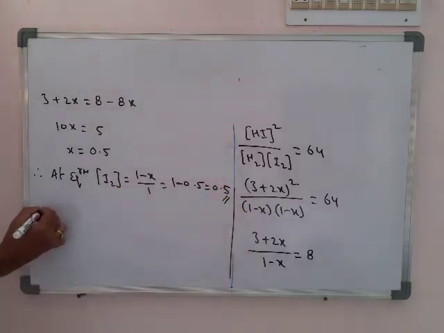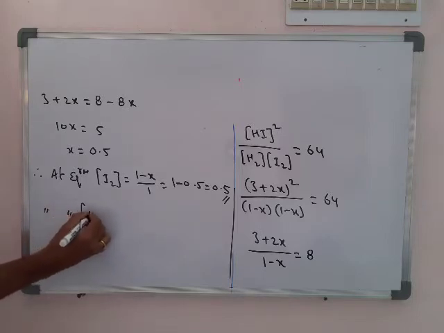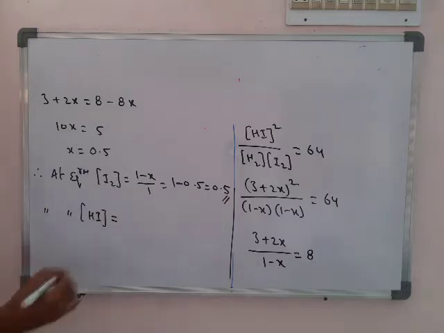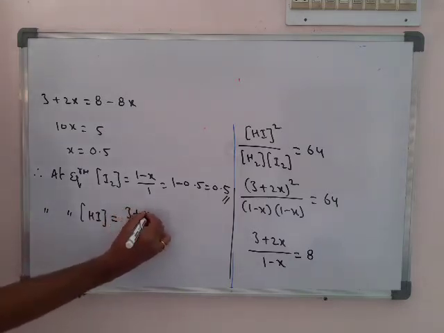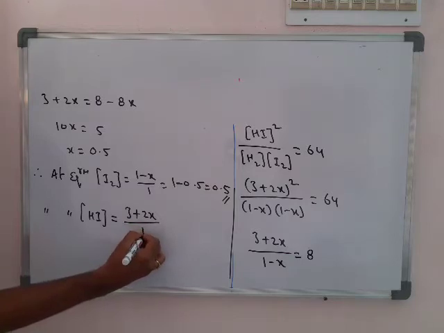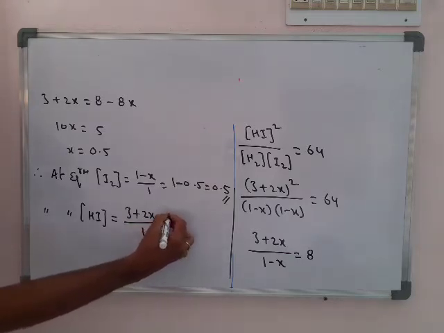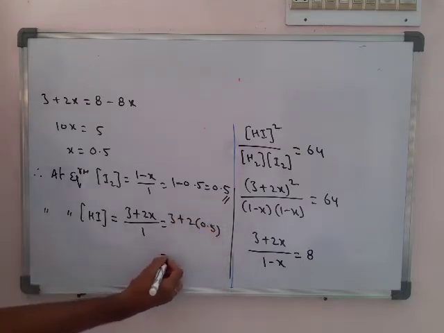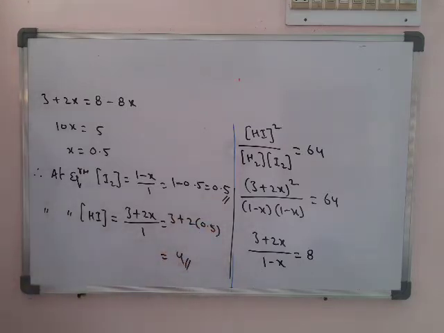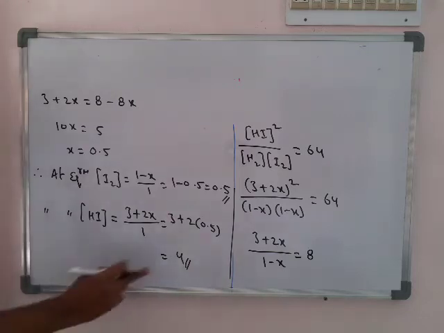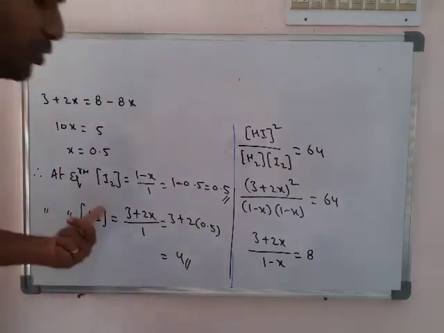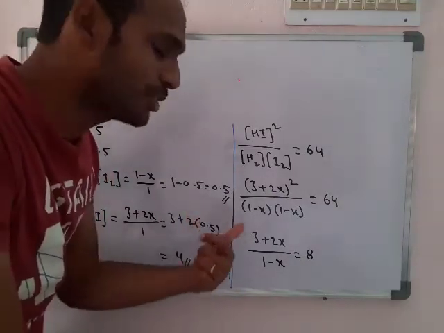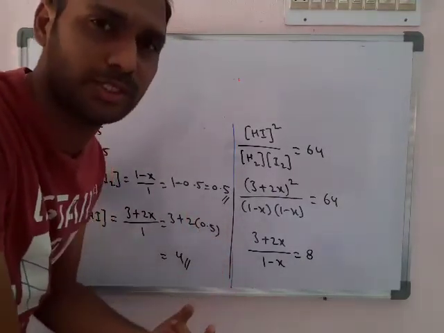Next, at equilibrium, it is also asked in the question to calculate the HI concentration. Concentration means number of moles per volume, and the volume is 1 liter, so no problem. 2x is totally 4, so 4 moles per liter. And the H2 concentration is also exactly 1 minus x, so the H2 concentration is 0.5 moles per liter. Okay.